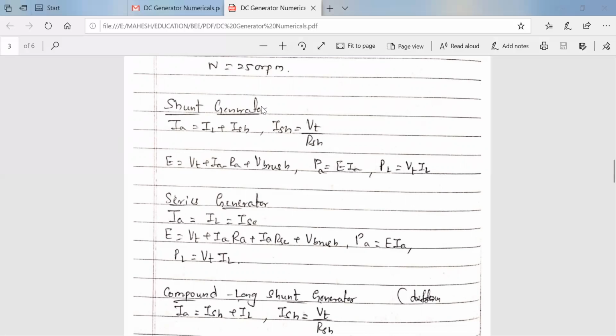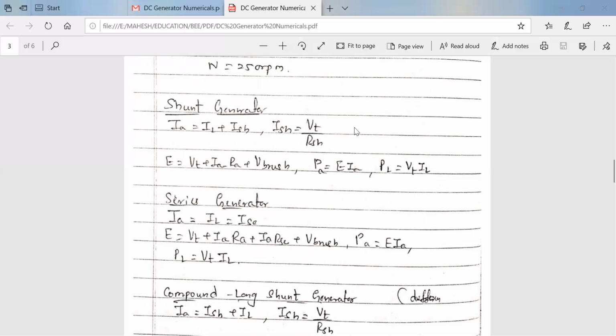So first one is the shunt generator. In shunt generator, the armature current is always equal to the sum of line current and the shunt current. And shunt current is given by Vt divided by Rsh.